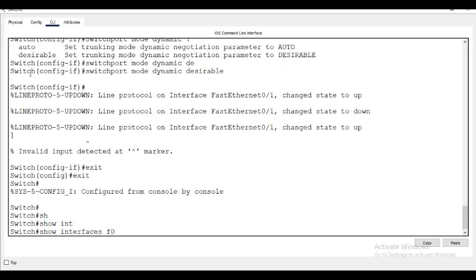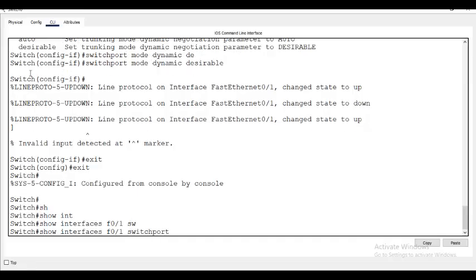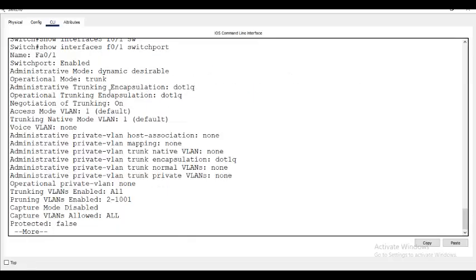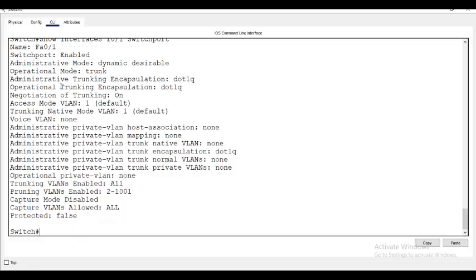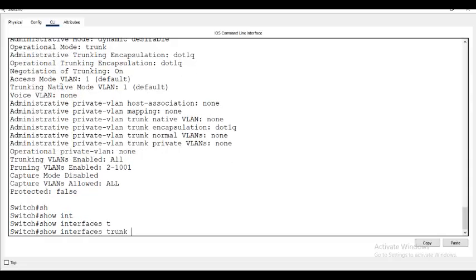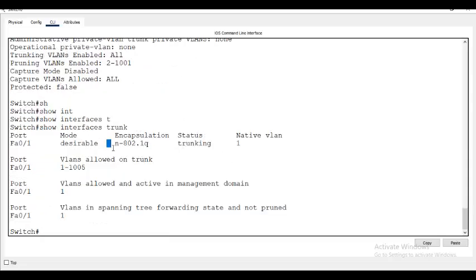And the other guy supported. Now go and check the other guy. Other guy is still auto. Because he is auto, he agreed. Show interface trunk. Because he is auto, he agreed to become a trunk. This successful negotiation made that switch become a trunk. If the other switch would have been configured as access, this would not have trunked. Did you understand?